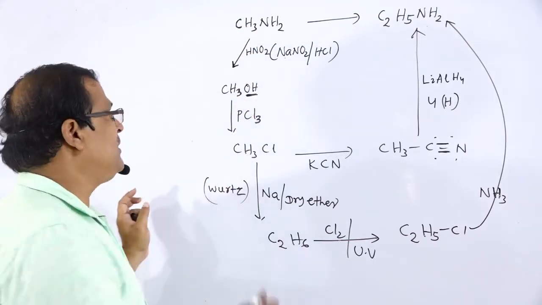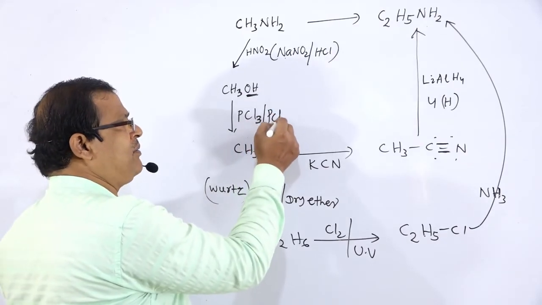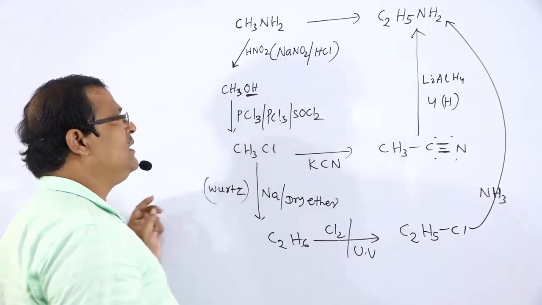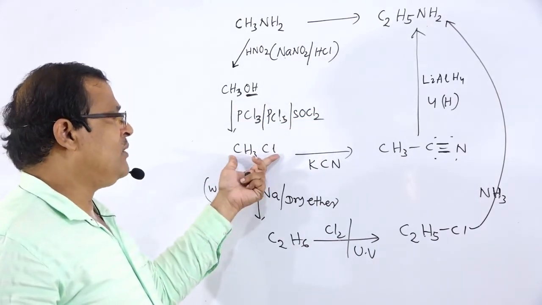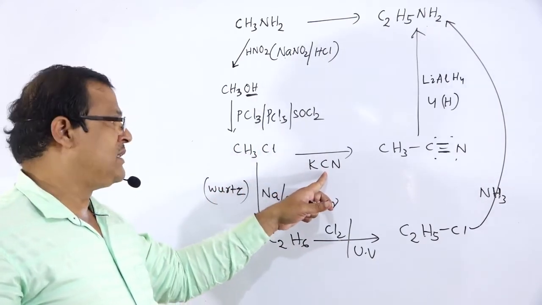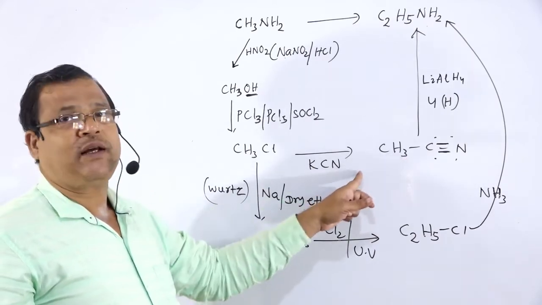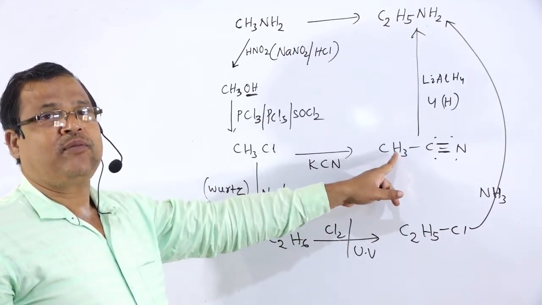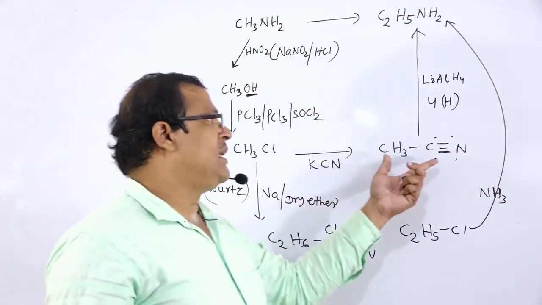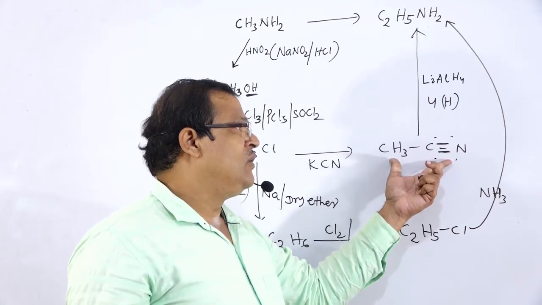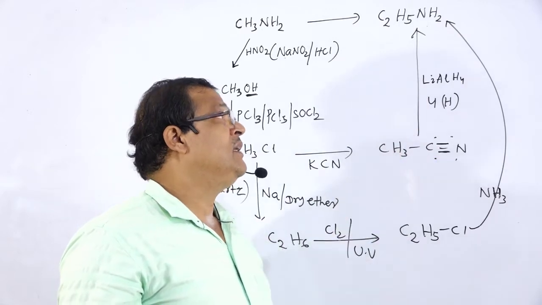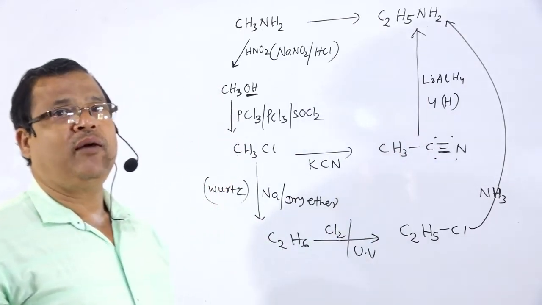Primary alcohols are treated with PCl3, PCl5, or thionyl chloride, SOCl2, so there is the formation of alkyl chloride. This alkyl chloride, methyl chloride, is treated with potassium cyanide, and the number of carbon atoms increases in this case. So there is the formation of methyl cyanide. When this methyl cyanide is treated with lithium aluminum hydride, ethylamine will be formed.